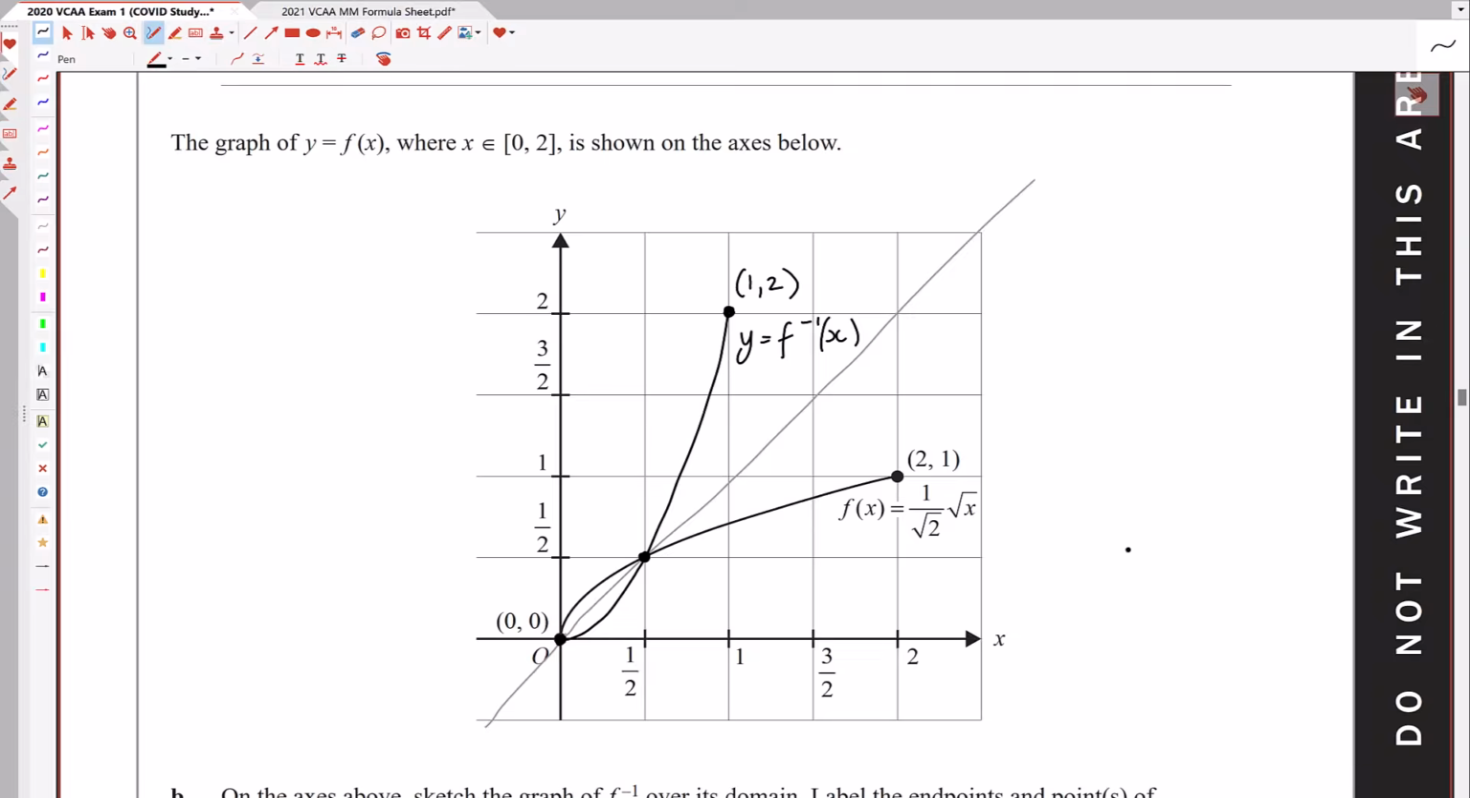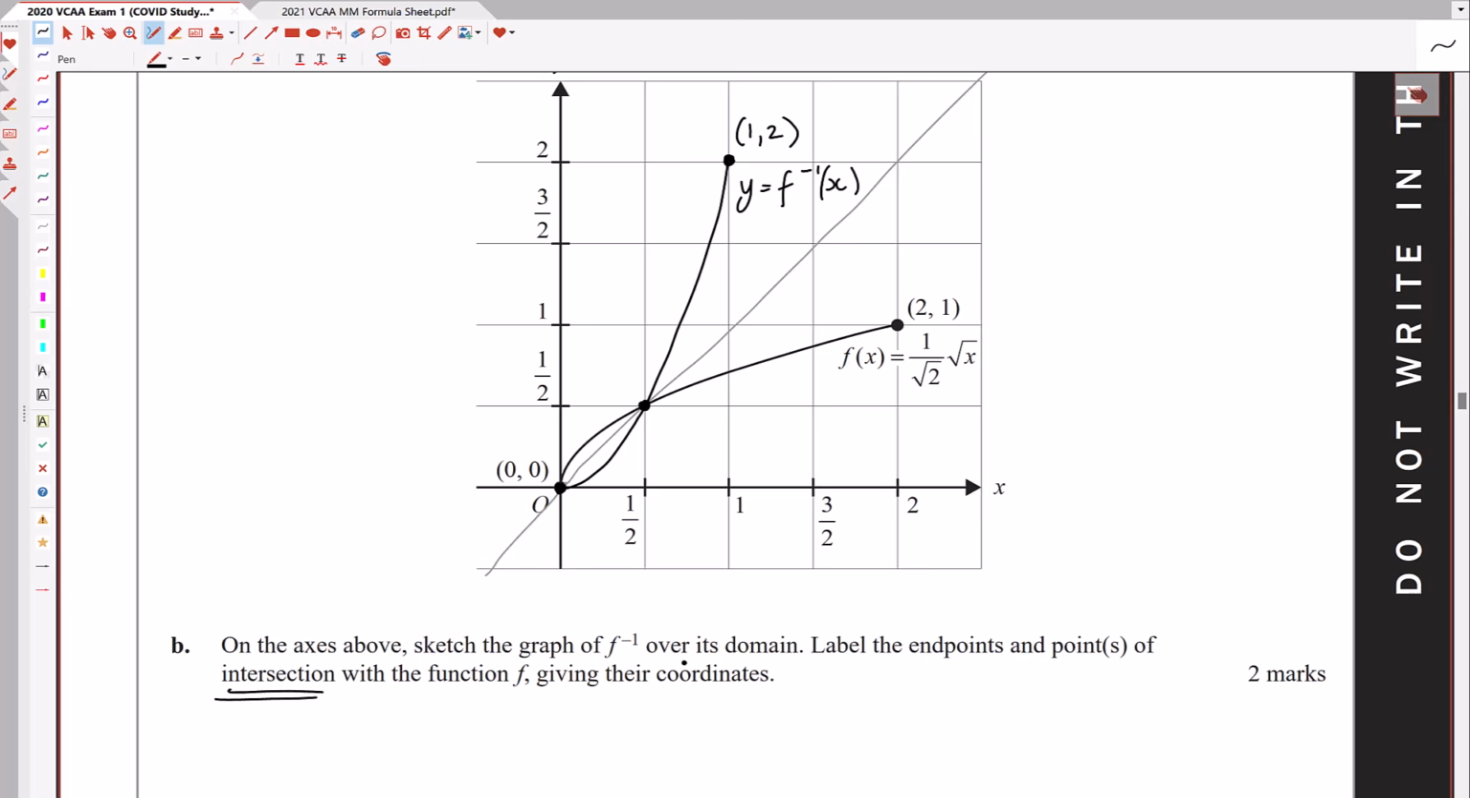Let's be clear about what we needed to label. Sketch the graph over its domain. Label the endpoints. Okay, I've got one endpoint labelled. I'm going to label the other one. I know it's already labelled, but it's not going to hurt to make sure that I'm being clear that I am going through that point. And the points of intersection with coordinates. Okay, so making sure they're coordinates. So the point of intersection here is half, half.